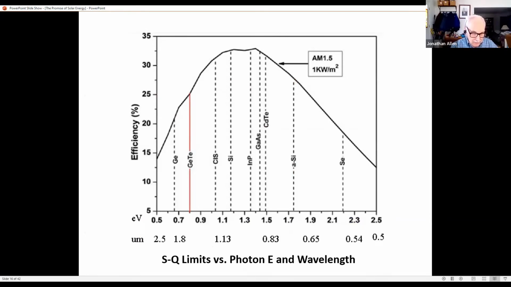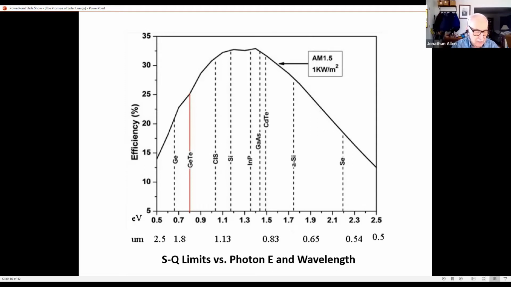And on this one, we can see where some of the popular cells lie on the curve. Selenium is way off to the ultraviolet mostly. This is electron volts, and here we have germanium, which is way down in the low energy. But our good friends silicon, indium phosphide, and cadmium telluride are right up there near the max, which comes out to about 32 or 33% efficiency. That's the maximum efficiency you can get under this spectrum of sunlight for a single junction.